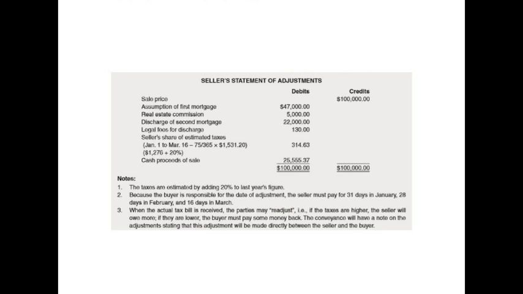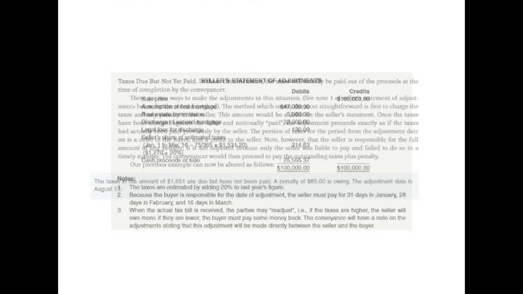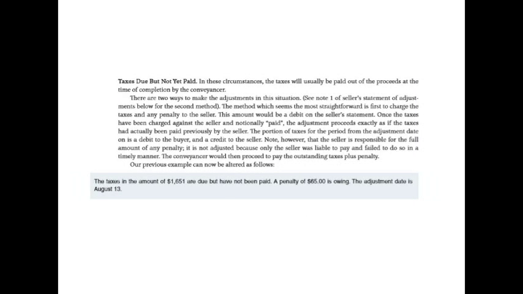3, when the actual tax bill is received, the parties may readjust. For example, if the taxes are higher, the seller will owe more. If they're lower, the buyer must pay back some money. The conveyance will have a note on the adjustment stating that this adjustment will be made directly between the seller and the buyer.